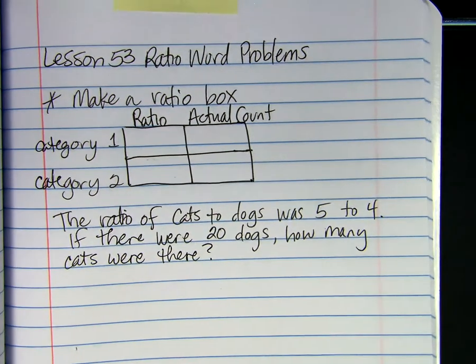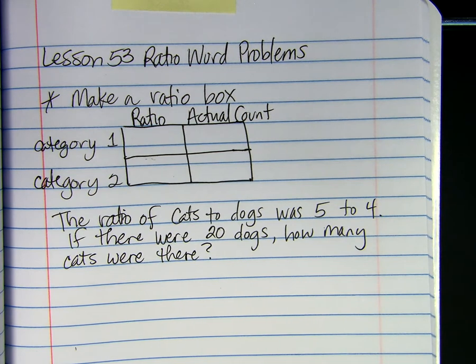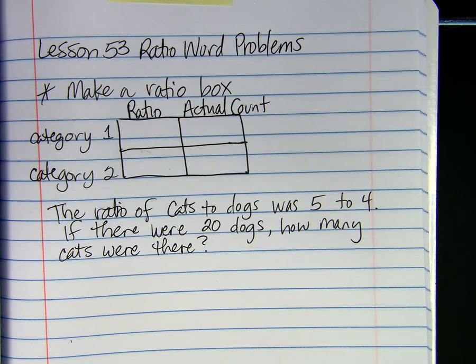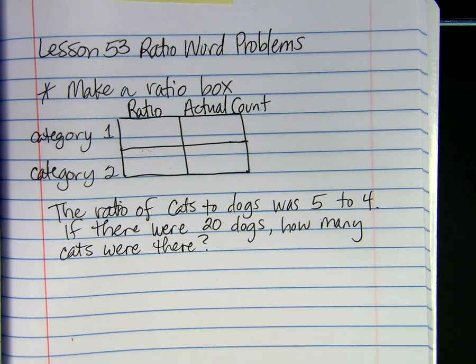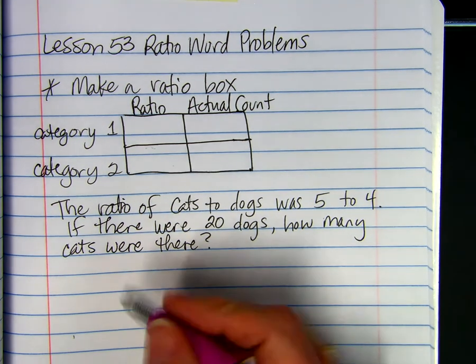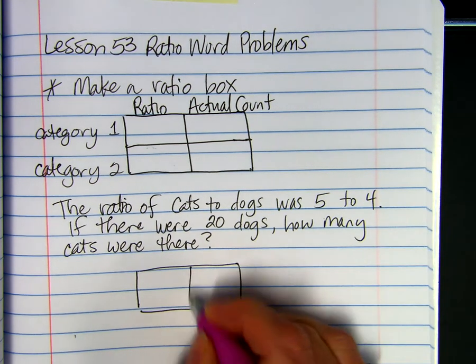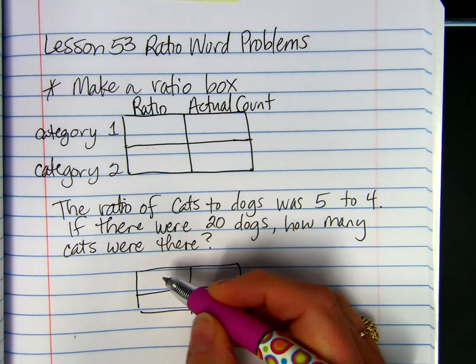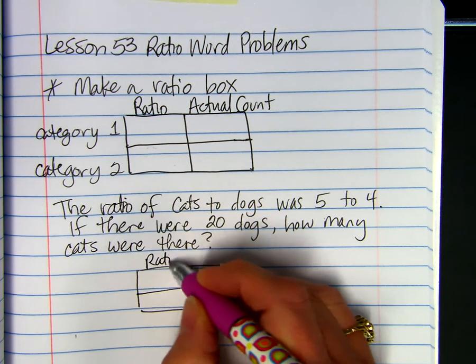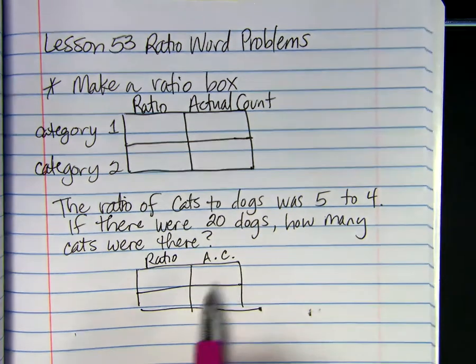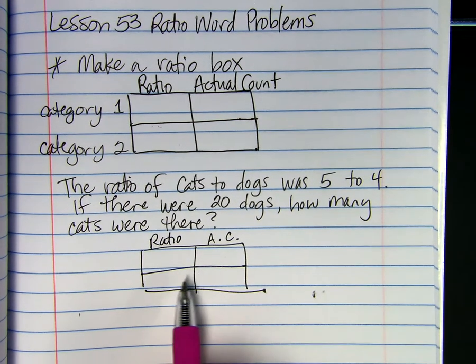You may be able to figure this out mentally because they start out with kind of simple word problems, but they get more difficult as we go. So we're just going to get used to writing ratio boxes every time. We're going to draw our box. We're going to put our ratio, our actual count. From here on out, I put AC for actual count.